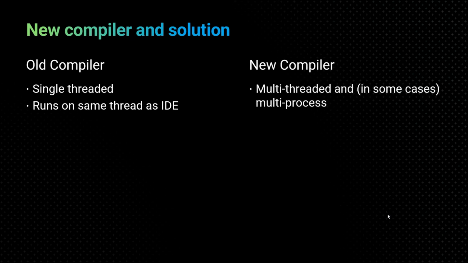The new compiler is multi-threaded and in some cases multi-process. So this is the other reason the new compiler is so much faster: it's not single-threaded, it's multi-threaded. And so you can get a lot more done in the same amount of time. And then it runs on a separate thread from the IDE. So if the compiler runs into a problem, the compiler may crash, but it's not going to take the IDE down with it.